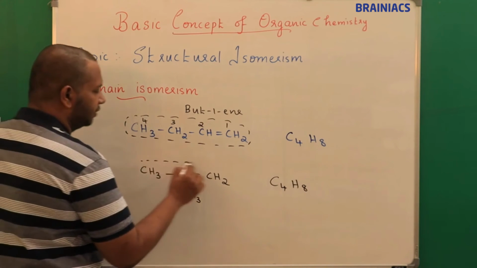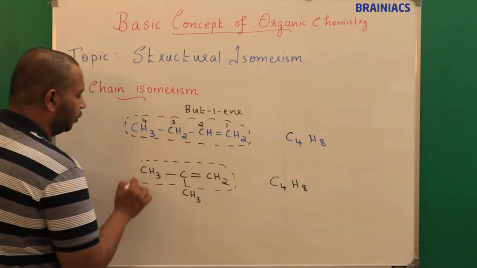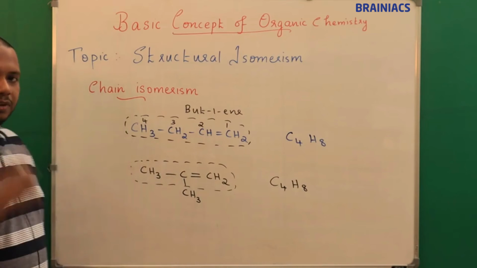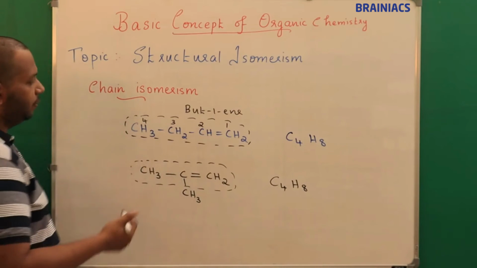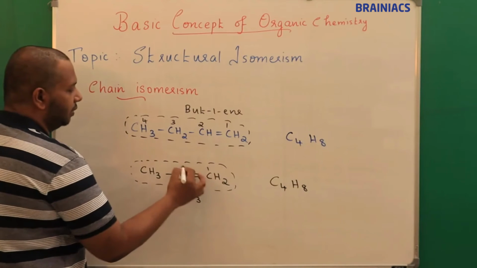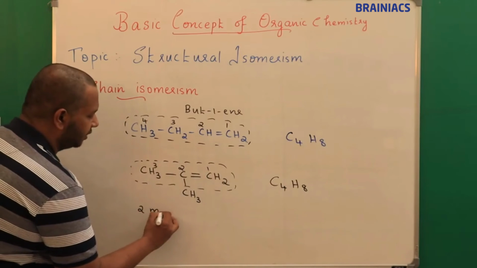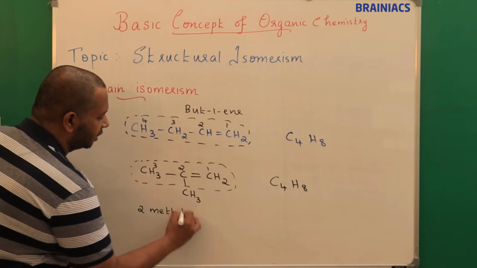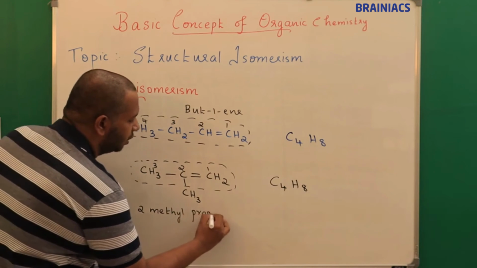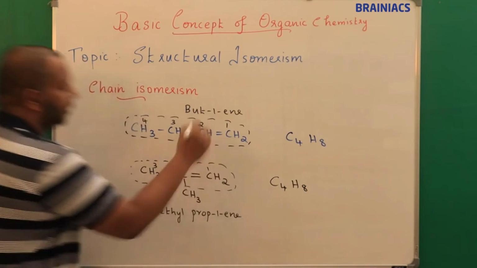I am identifying this as my principal functional group. I hope you know how to do that. We have already learned that. Now please number it. So this will be 1, 2, 3. So what is the name of this compound? 2-methylpropene. Now compare this.